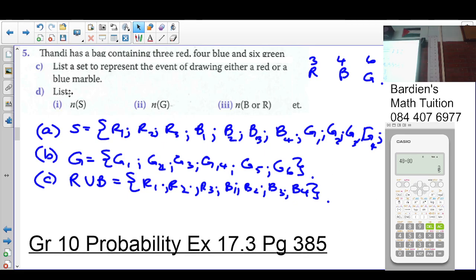List. It shouldn't have been list. It should have been just determine or calculate. No? I think. Maybe I'm wrong.